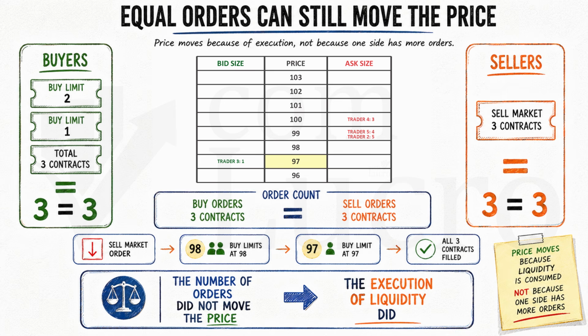Now, what do you see? At the price of 98, there are no sell limit orders. Remember, a market order doesn't specify the price.